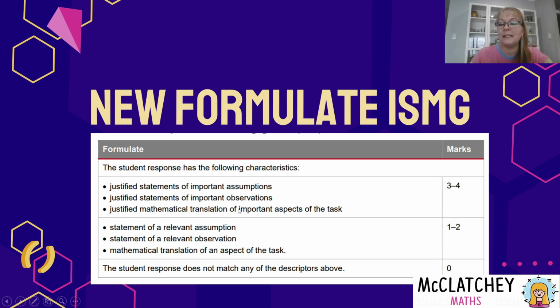How do we translate important aspects of the task? What are the important aspects of a task? Now you'll notice as we move down, the word justified jumps out. The word important is changed to relevant, and justified and important disappear off here. Obviously, we don't want to be achieving in this standard box here. We want to be getting up here. So let's see how we can do that.